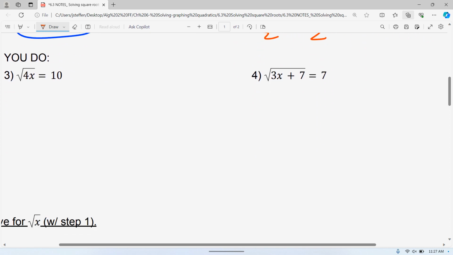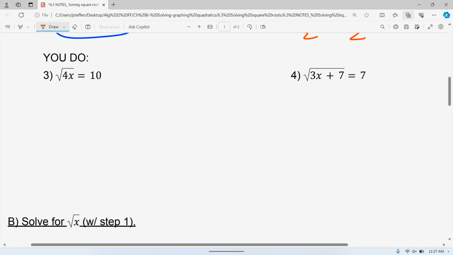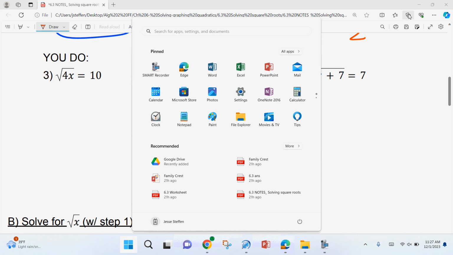So I'll give you a little bit of time to go ahead and do number 3 and 4 on your own. It shouldn't take a whole lot of time. Then we'll move on to the next ones.